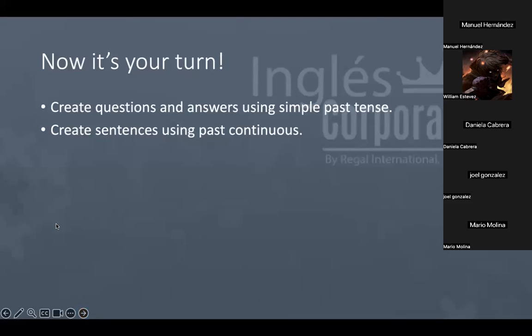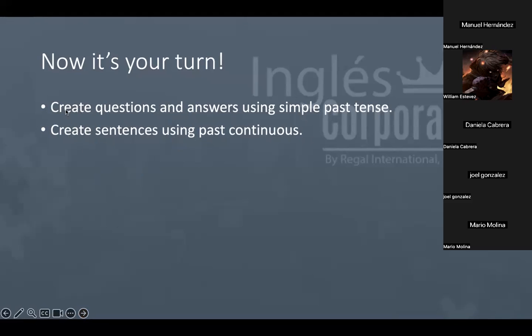Ok, now it's your turn. Vamos a practicar. Create questions and answers. Listen. Create questions and answers using simple past tense. Lo vamos a utilizar con el to be, ¿ok? Utilizando was and were. Luego, vamos a crear sentences. We're going to create sentences using past continuous. This is in order to check your knowledge.